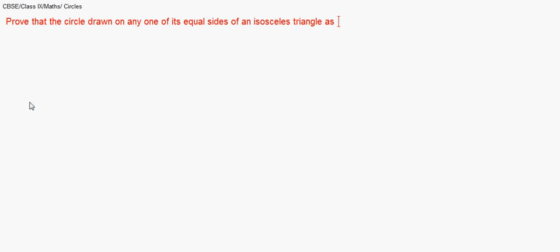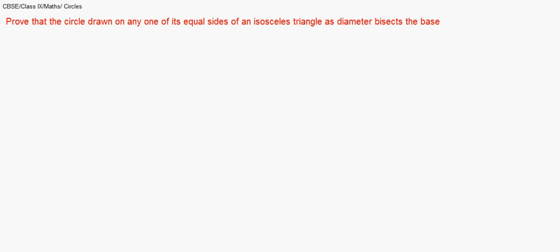Herein I write the next one, which says: prove that the circle drawn on any one of its equal sides of an isosceles triangle as diameter bisects the base.